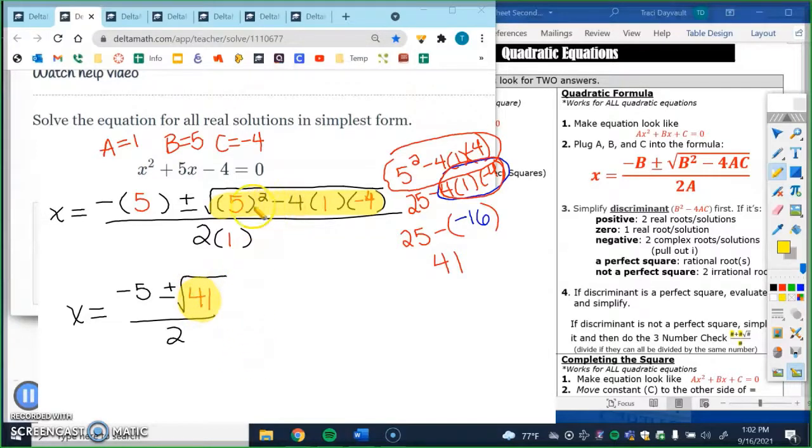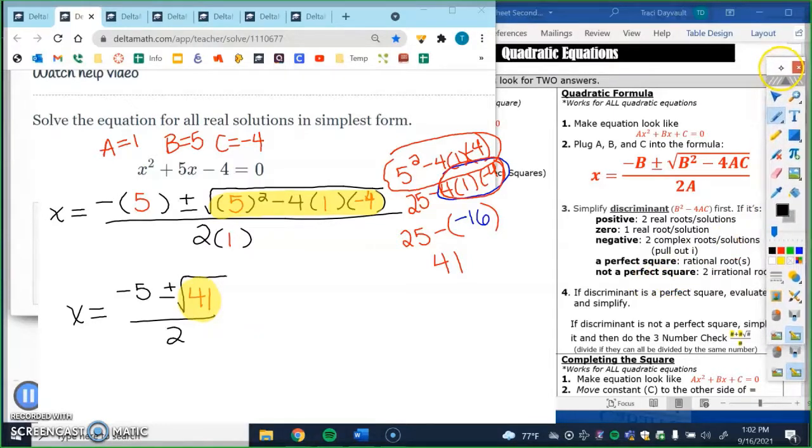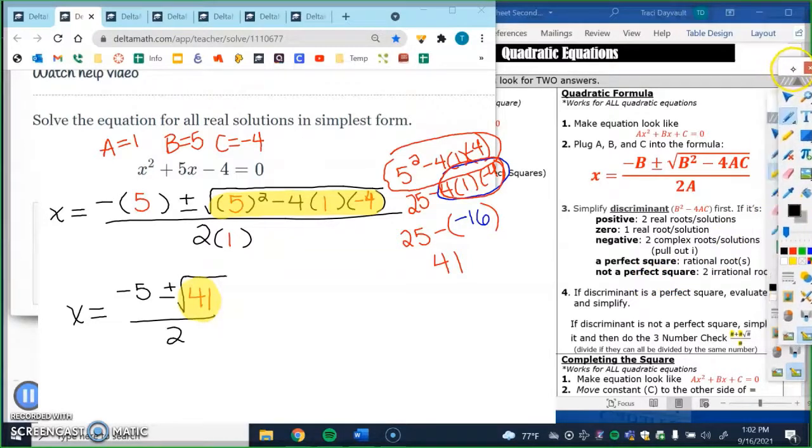So the first big step I did was calculate the discriminant. This is the discriminant, which is 41. If the discriminant is a perfect square, is 41 a perfect square? Definitely not. There's not a number that you can multiply by itself to get 41.